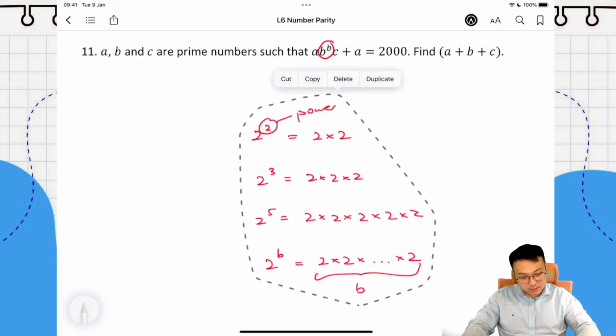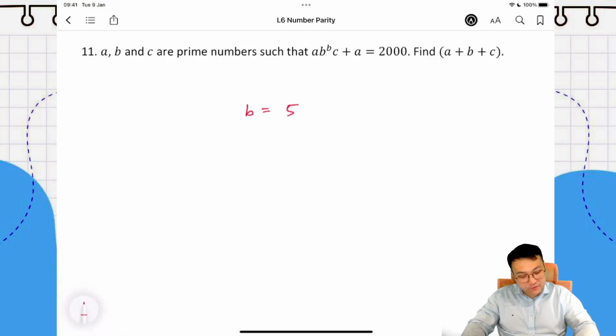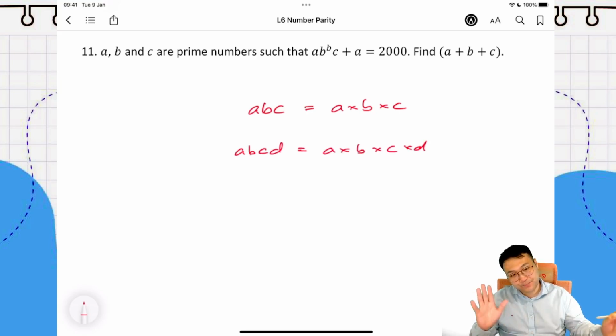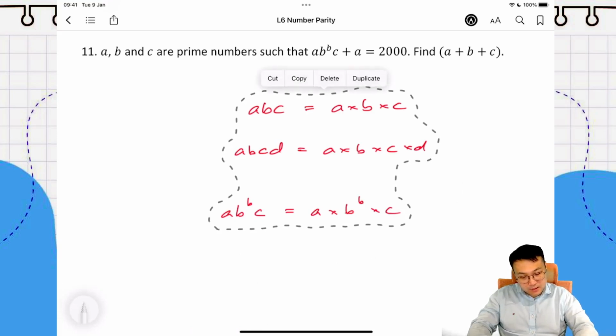Don't worry. So for example, if B equals 5, then what is B to the power of B? That means 5 to the power of 5, that's it. So don't be scared when you see that, okay, students? And when you write down alphabets side by side, what does it mean? That means multiply. A, B, C, D means A times B times C times D. So when I write down A, B^B, C, it means A times B to the power of B times C. That's all it means.